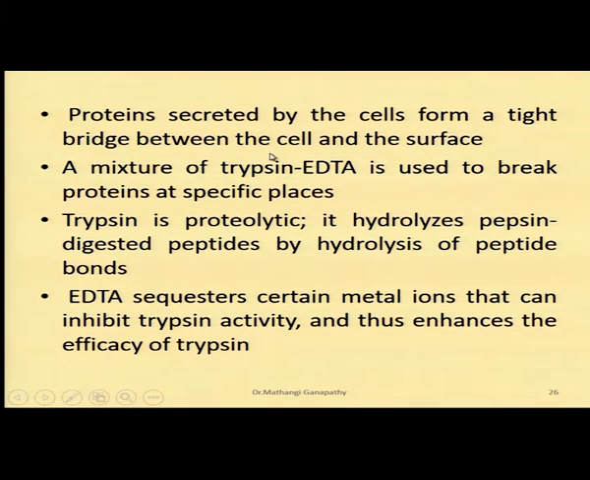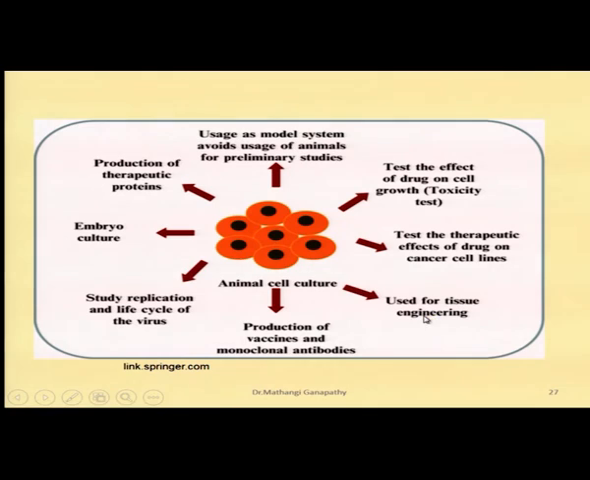So to break the protein at specific places, we use what we call a trypsin EDTA mixture. Trypsin is proteolytic, so it hydrolyzes the peptides by hydrolysis of the peptide bonds. EDTA sequesters certain metal ions that can inhibit trypsin activity and thus enhances the effect of trypsin.